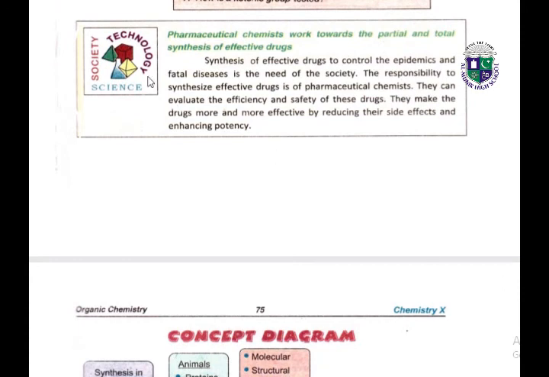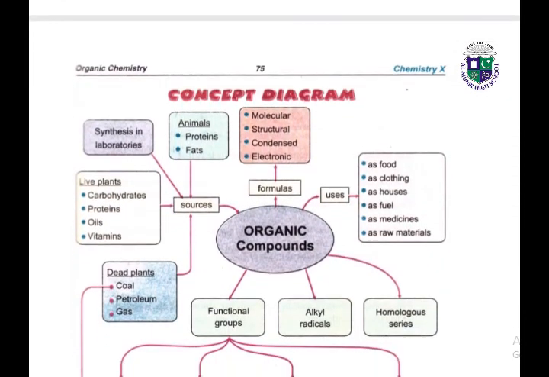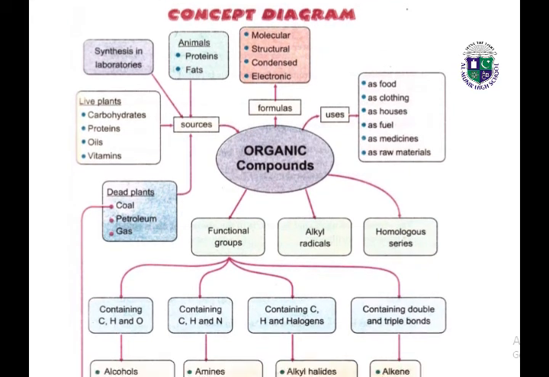Next we have some interesting information. Pharmaceutical chemists work towards the partial and total synthesis of effective drugs. Synthesis of effective drugs to control the epidemics and fatal diseases is the need of the society. The responsibility to synthesize effective drugs is of pharmaceutical chemists. They make the drugs more and more effective by reducing their side effects and enhancing their potency.